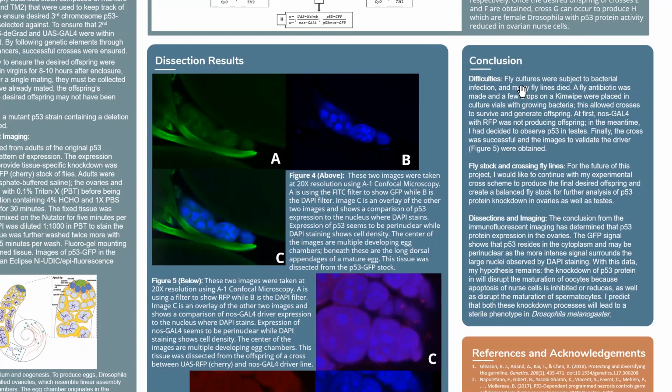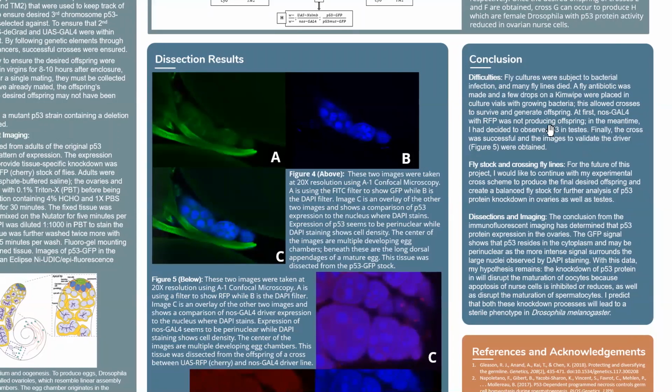So for my conclusion, we did have a couple difficulties throughout this experiment. Earlier in the semester, a lot of our fly cultures were subject to bacterial infection and many of our fly crosses died. So we had a fly antibiotic that we put on a chem wipe and put inside the vials. And this helped a lot with having our crosses survive and generate offspring.